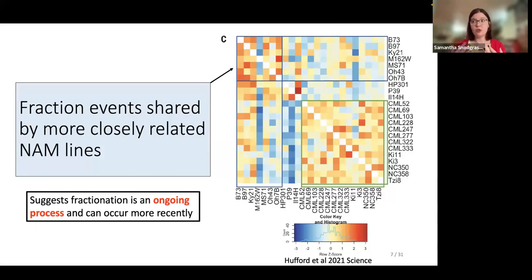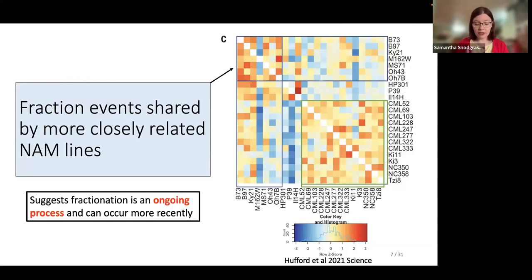ago. And this was pretty remarkable because before this, it was really thought that most of the fractionation had been determined and resolved almost immediately after the whole genome duplication event, and absolutely before the divergence of Tripsacum and Zea, that all of this was decided millions of years ago. So this was evidence that it was still happening, which was really, really exciting.